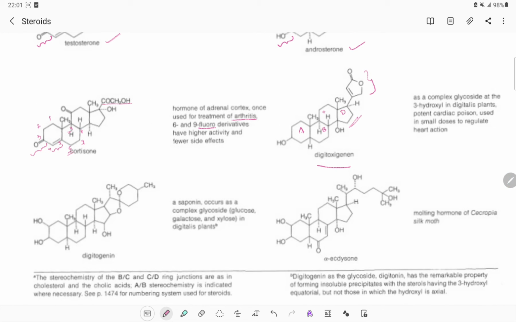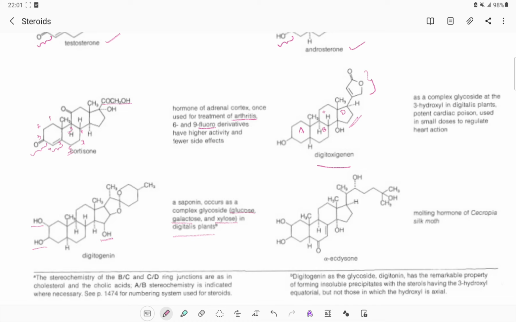Then comes digitogenin. In this system also there is the presence of A, B, C, D rings. Apart from that we have two extra rings. One is a furan type of system and the other is a six-membered ring with an oxygen present. Also, in ring A there is a dihydroxy system and in ring D there is a hydroxy system. It is a saponin and occurs as a complex glycoside consisting of glucose, galactose and xylose in digitalis plants. This is also a part of the plant system.